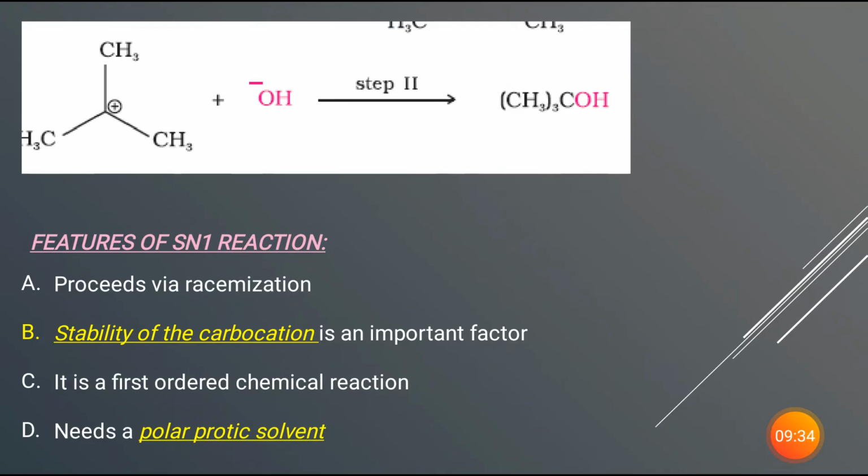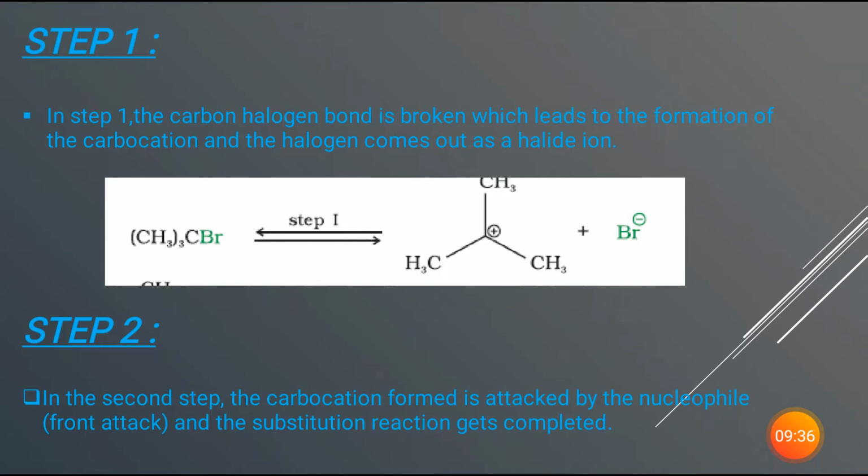You will have this tertiary butyl alcohol being formed. So the first step is the breakage of the carbon halogen bond, where a tertiary carbocation is formed, and carbon having a positive or negative charge is very unstable. The halogen atom comes out as halide. Here it is bromine, so it comes out as bromide.